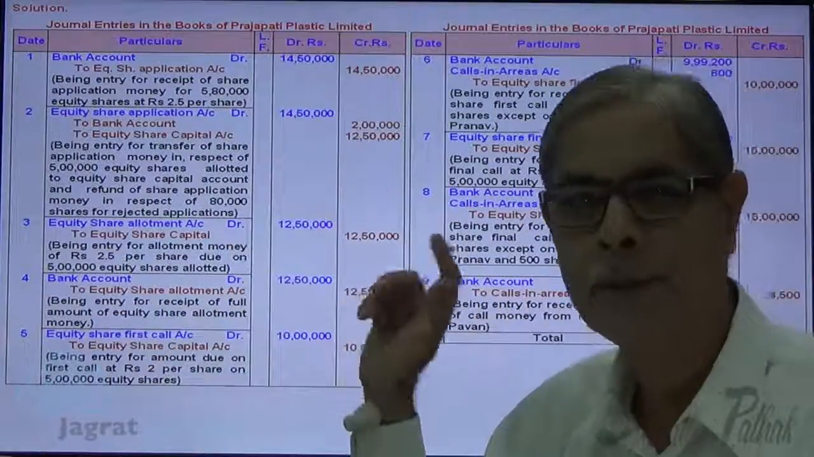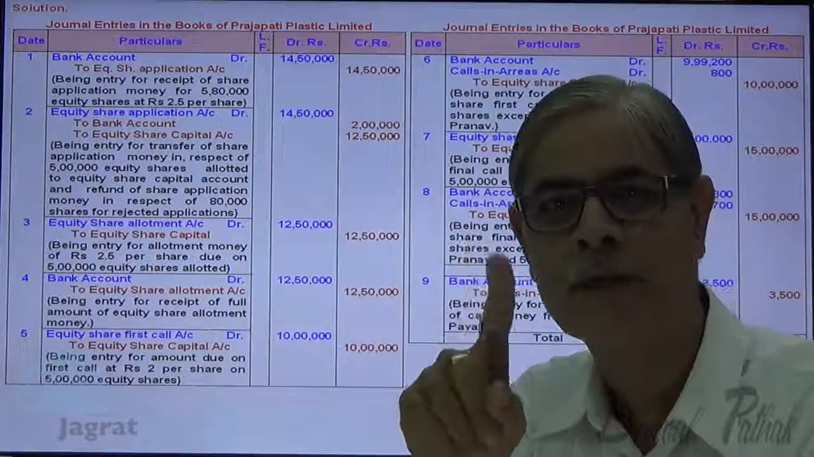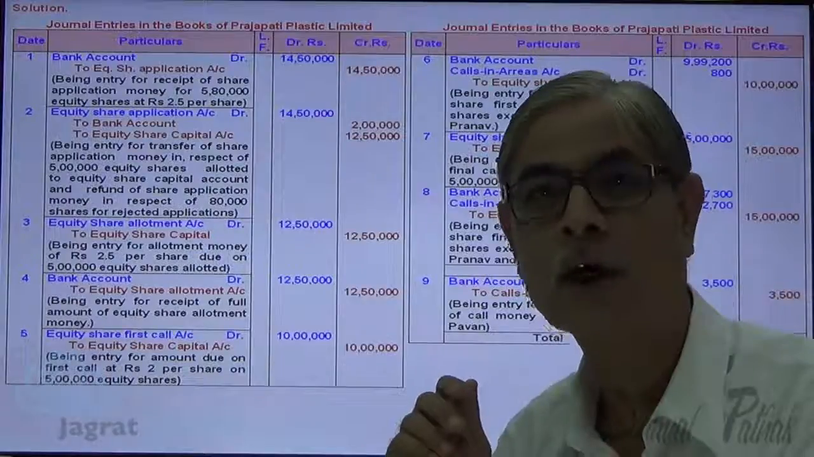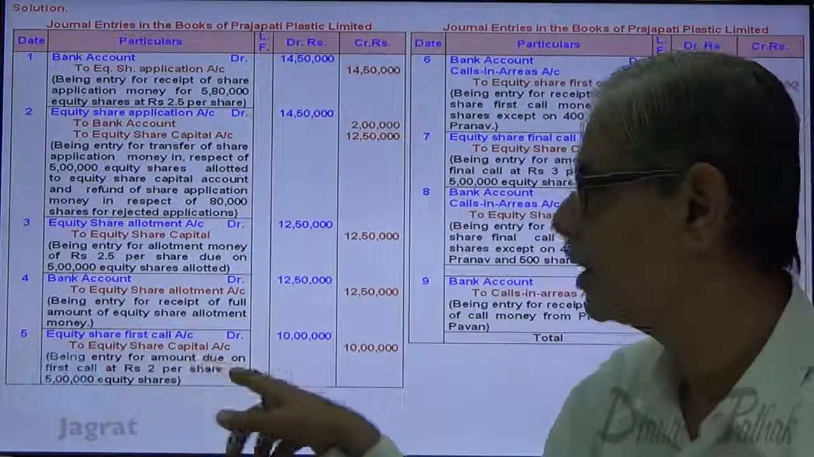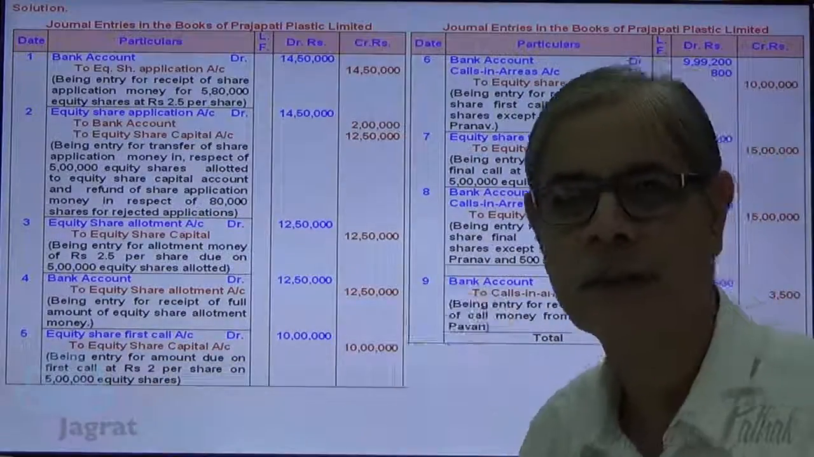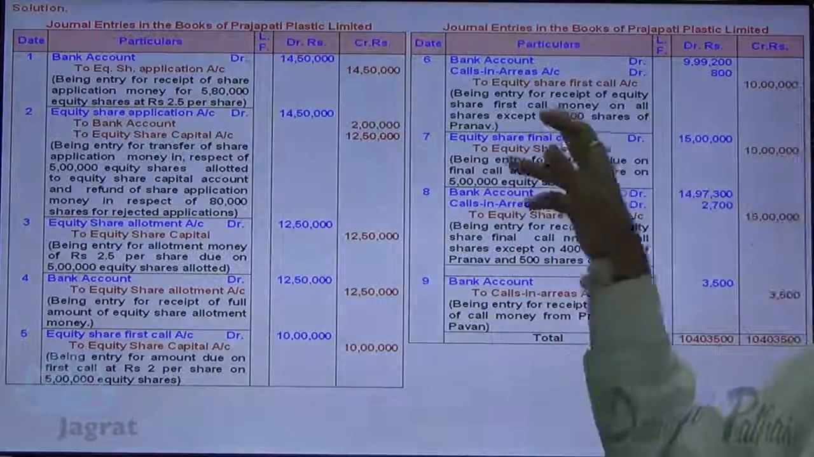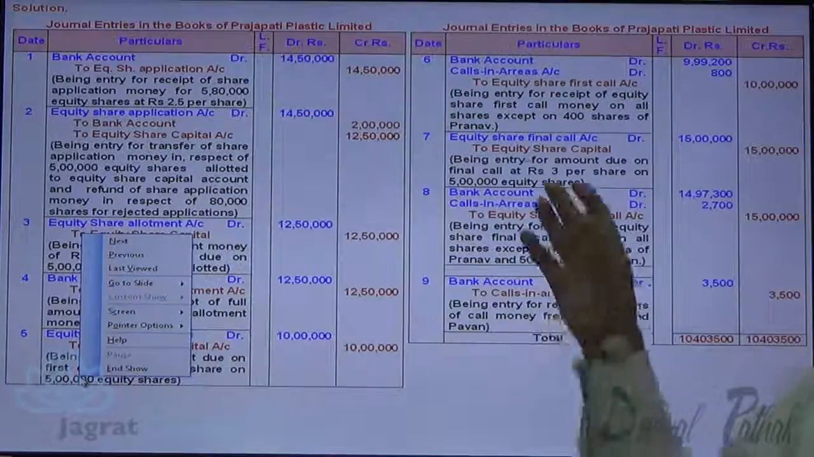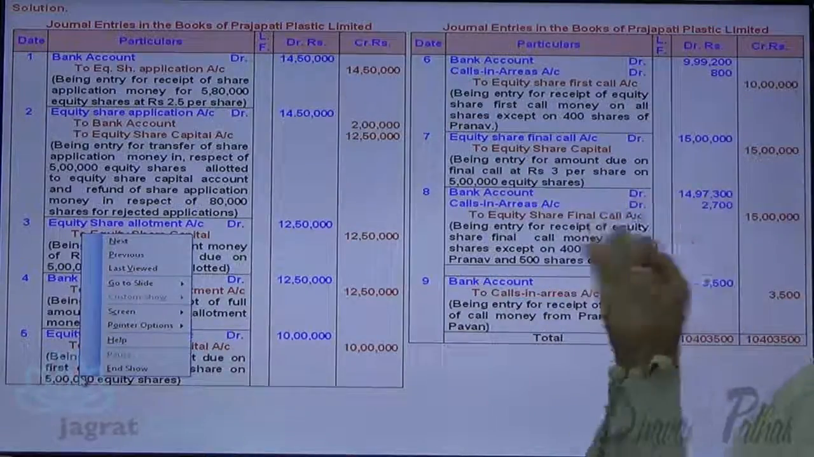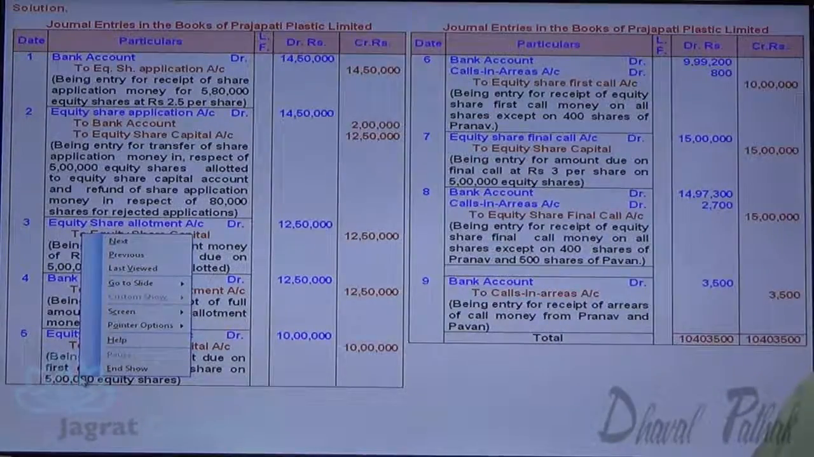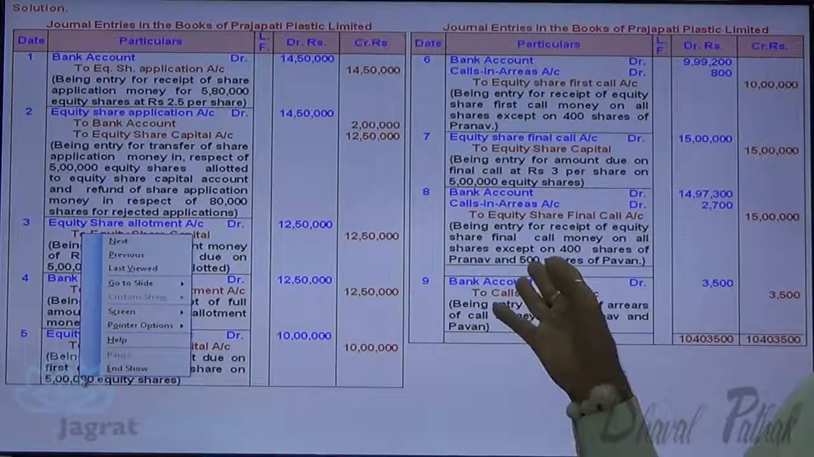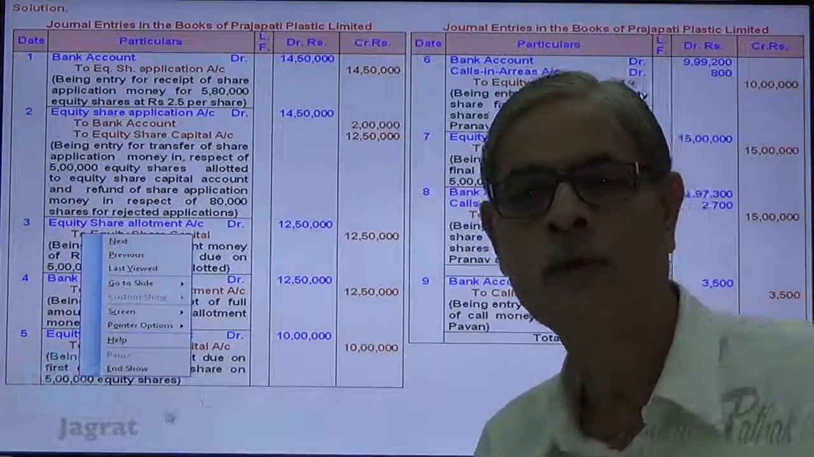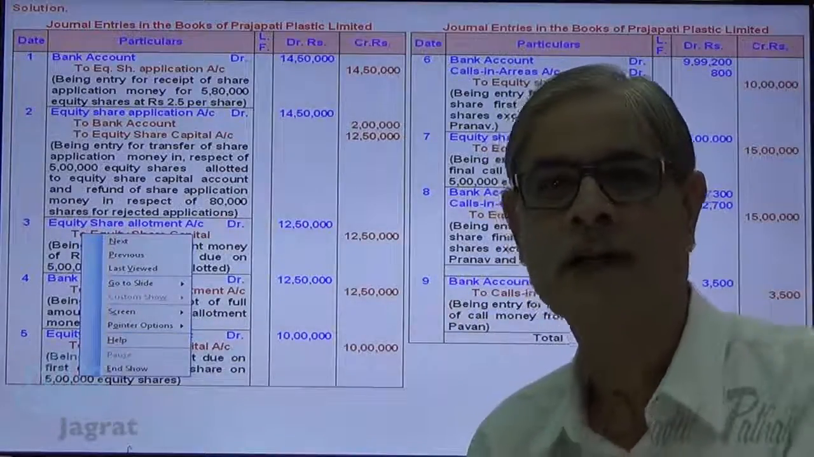Here the allotment money due at the rate of rupees 2.5 per share on 5 lakh shares. Here the amount recovered against allotment due. Here the first call demanded on 5 lakh shares at the rate of rupees 2 per share. Here the amount received on all shares except 400 shares. And here final call due, final call received on all shares except 900 shares. And ultimately we have received the calls in arrears. This is how you can write the narration in examination hall.